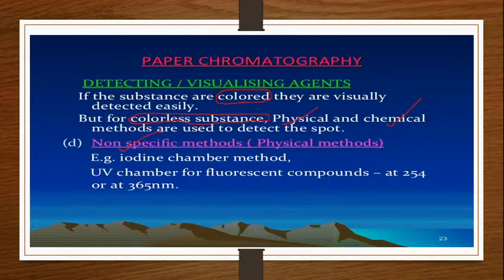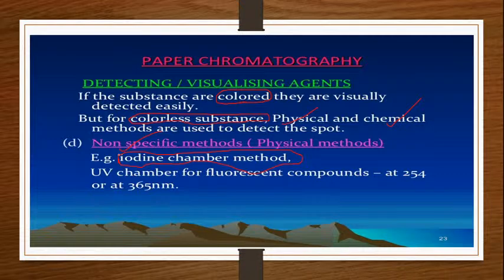The first one is the iodine chamber method, a very important method for detection of so many compounds in pharmaceuticals, and especially in academia. In academics, the iodine chamber method is widely used because of its simplicity, because of its specificity, and most importantly the quick results it produces.